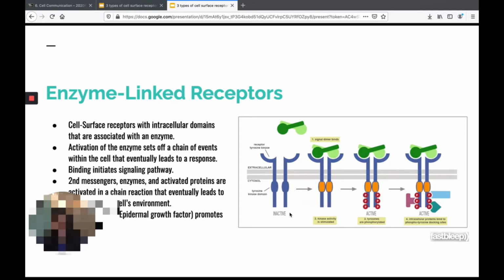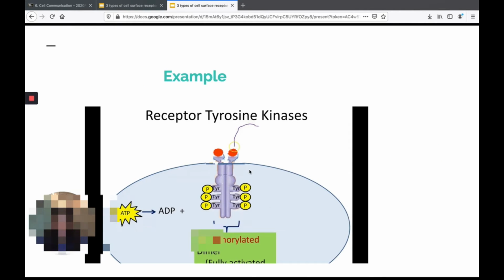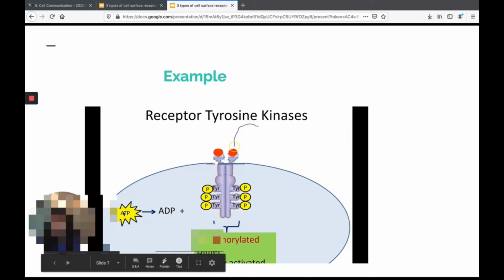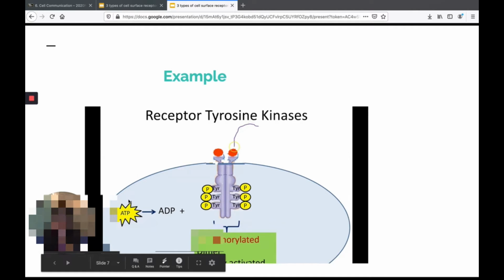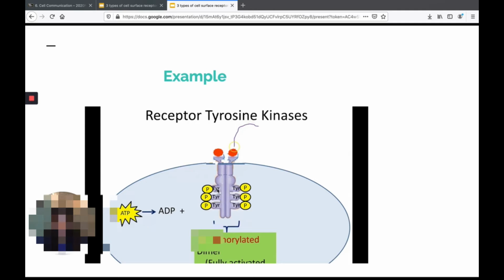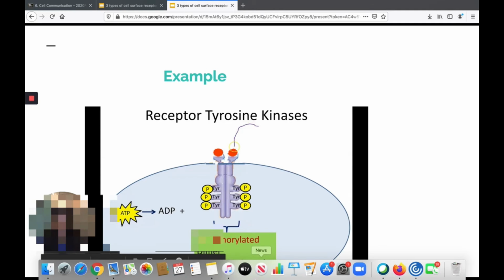So the activation of the enzyme sets off a chain of events within the cell that eventually leads to a response. And the binding initiates signaling pathways as well. So I have an example here with the tyrosine kinase. As you can tell, ATP, like we said before, has way more energy than ADP. So the ATP looks like it's going to the ADP. And right here the tyrosine is phosphorylated, which means it is activated. And these are all the tyrosines and whatnot.